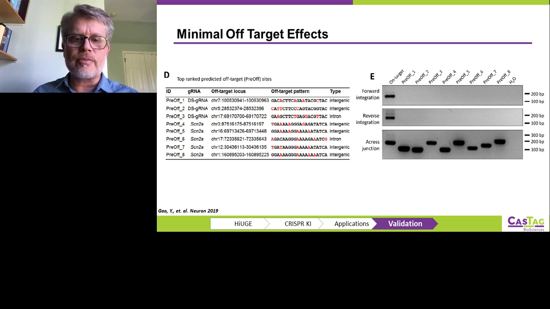So less than 3% of cells have any off-target insertion. And of the off-target insertions that we've been able to identify, all of these were in non-coding sequences, and so they weren't functional in-frame fusions.